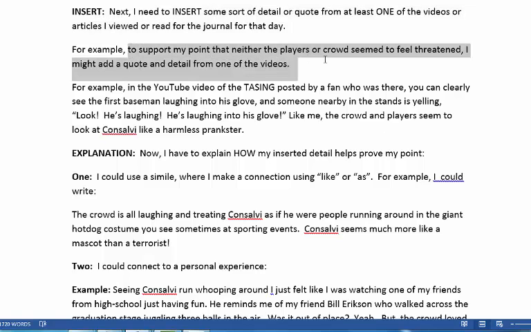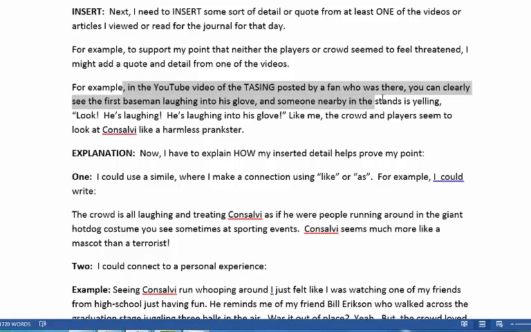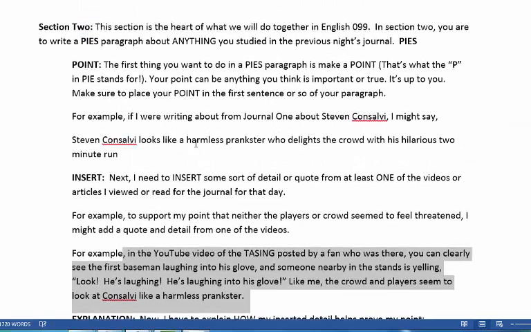For example, to support my point that neither the players nor the crowd seem to feel threatened by Stephen, I might add a quote or detail from one of the videos. For example, in the YouTube video of the tasing posted by a fan who was there, you can clearly see the first baseman laughing into his glove. And someone nearby in the stands is yelling, "Look, he's laughing into his glove." Like me, the crowd and players seem to look at Consalvi like a harmless prankster. So that would support my point, wouldn't it?